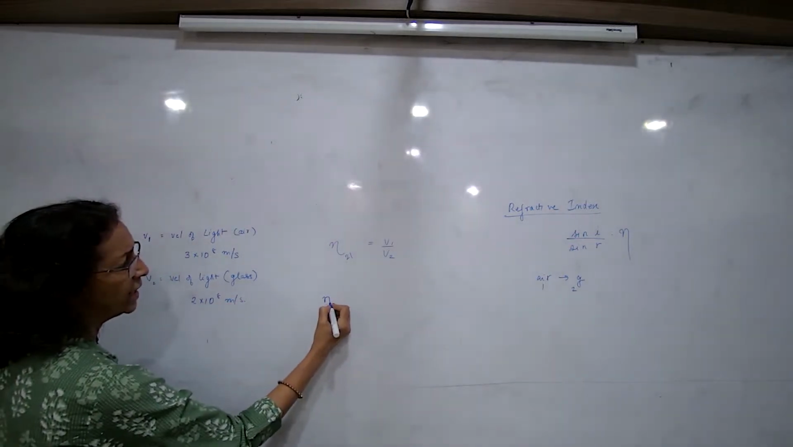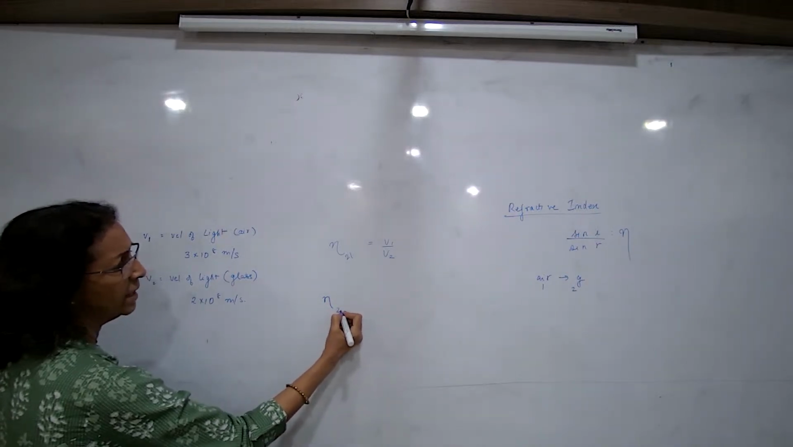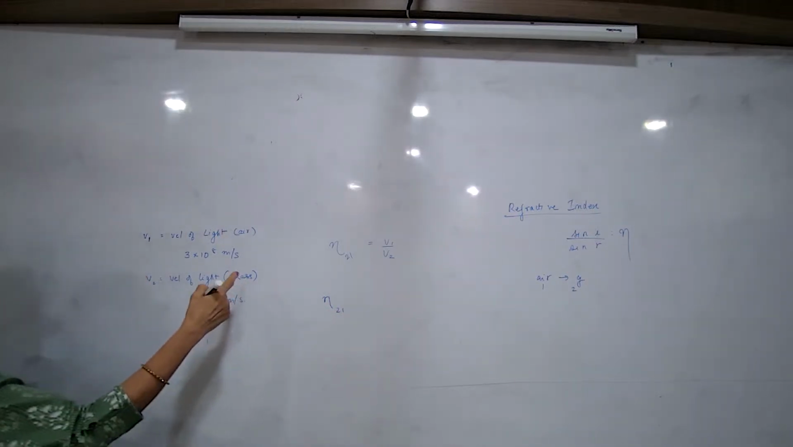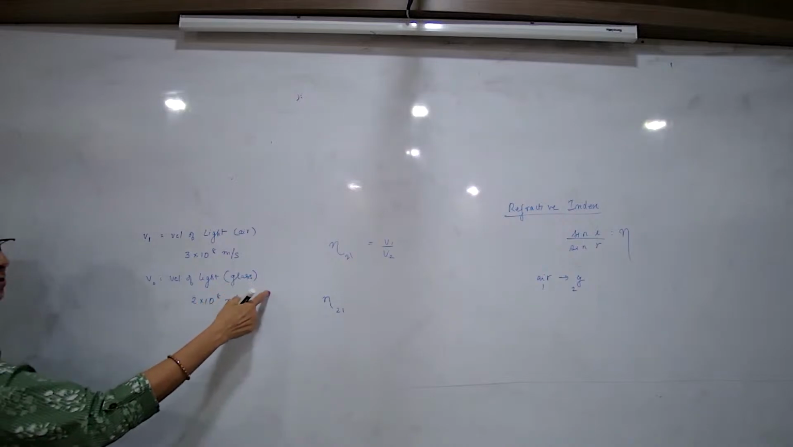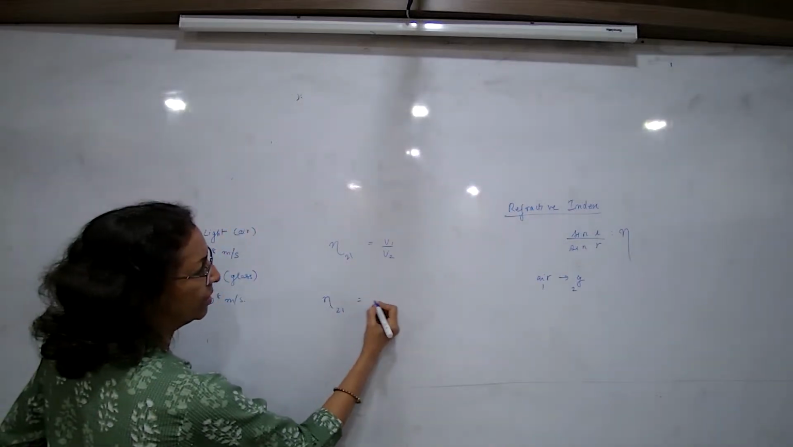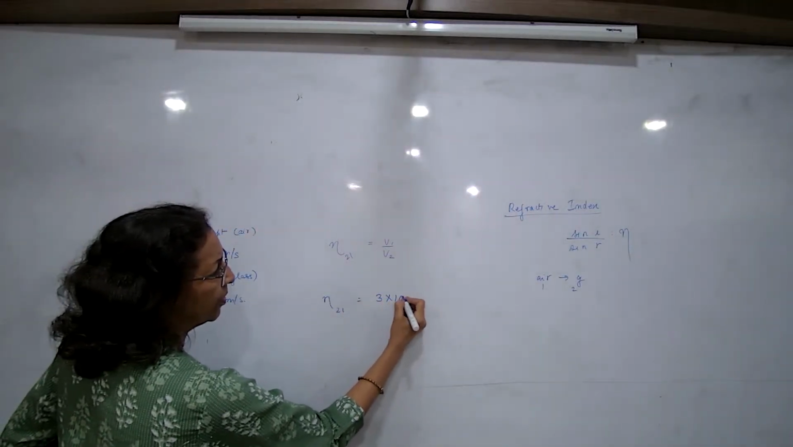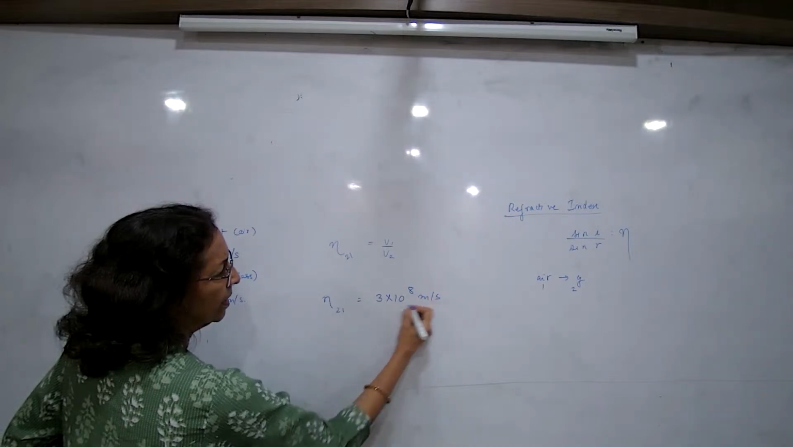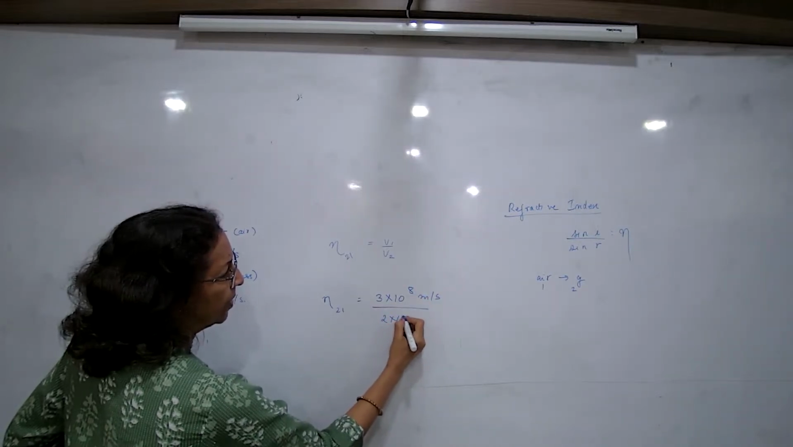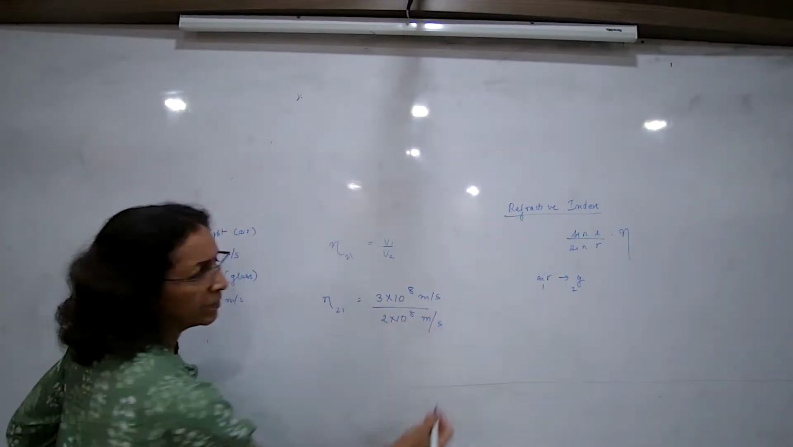So, the refractive index of the second medium with respect to the first. That is, I'm finding out the refractive index of glass with respect to air. I'm going to substitute the values. 3 into 10 raised to the power of 8 meters per second divided by 2 into 10 raised to the power of 8 meters per second.